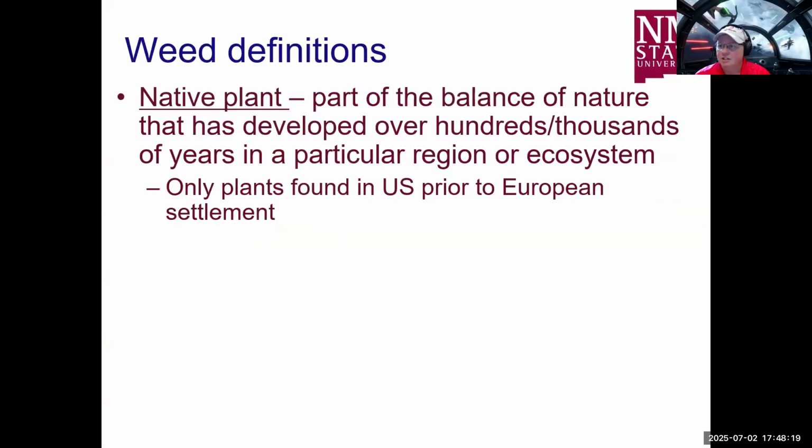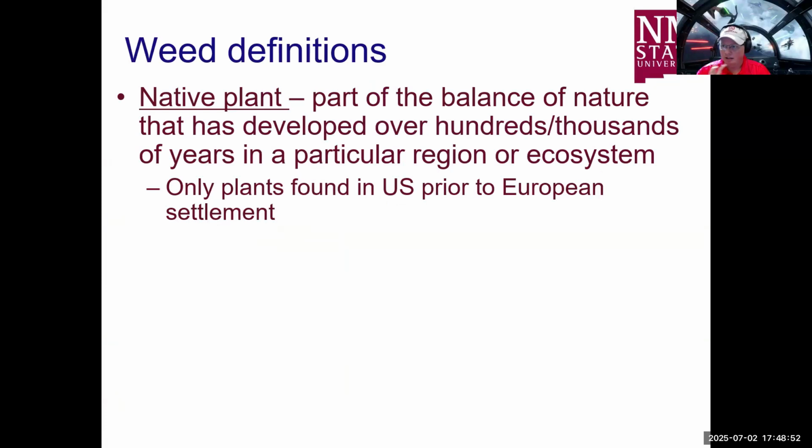When we talk about some of these definitions, one of the first we have to cover is a native plant. What exactly is a native plant? It's part of the balance of nature. It's developed over hundreds of thousands of years. It was here before the Spanish or European settlers arrived in our area. What's interesting about the definition of a native plant is that it could be very local. There could be plants that are native to New Mexico that are not native to Arizona or Colorado, but they were here initially. They have always been here.